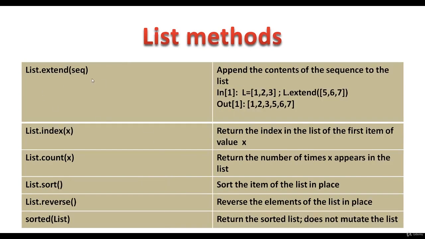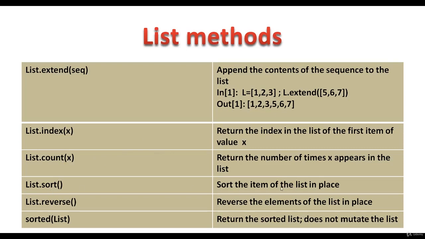List extend sequence, it appends the content of a sequence to the list. For example, this is the list, and then L extend we put another list within it, and then we can see the output is 5, 6, 7 is appended. List index x, it returns the index of the first item where the value is x. List count x, it returns the number of times the particular value appears in the list.